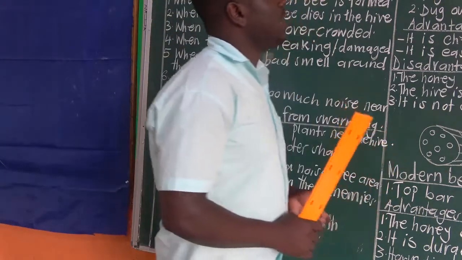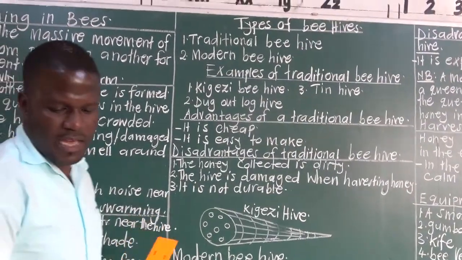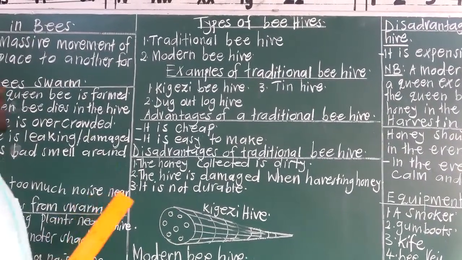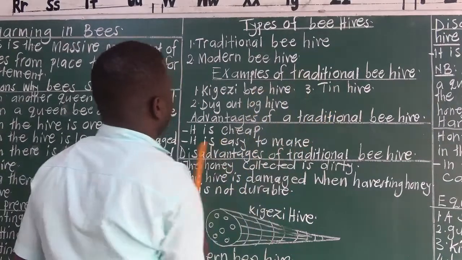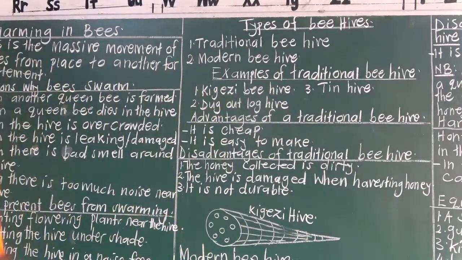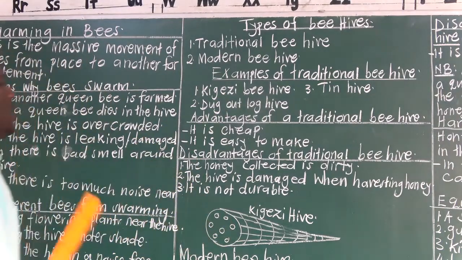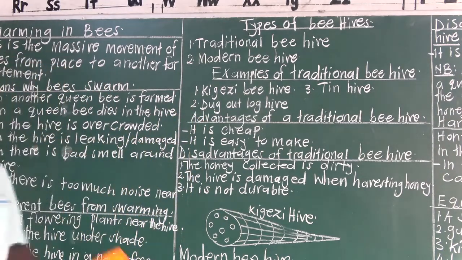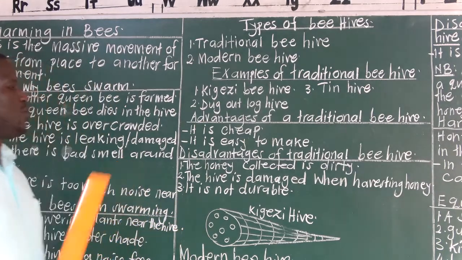Next, we look at the types of beehives. We have two types of beehives: traditional beehive and modern beehive. Examples of traditional beehives are the Chigezi beehive, tin hive, and dug out log hive. Advantages of traditional beehive: it is cheap, it is easy to make because we make them from the local materials in the environment like sticks and so on.